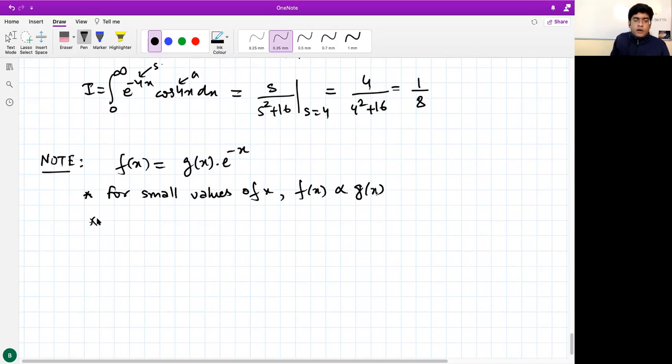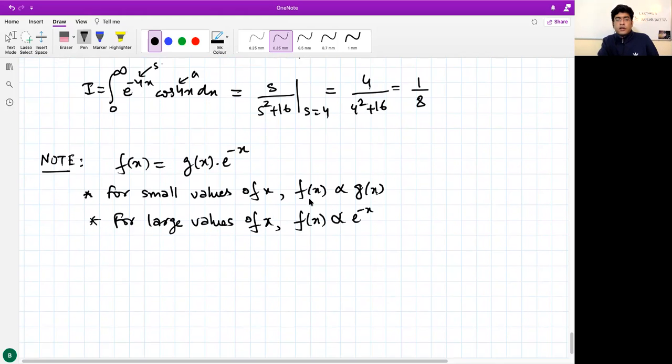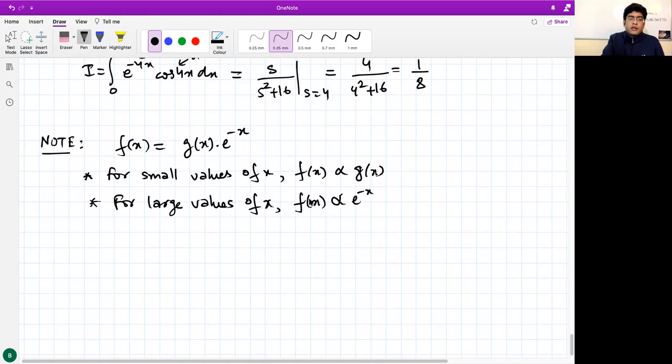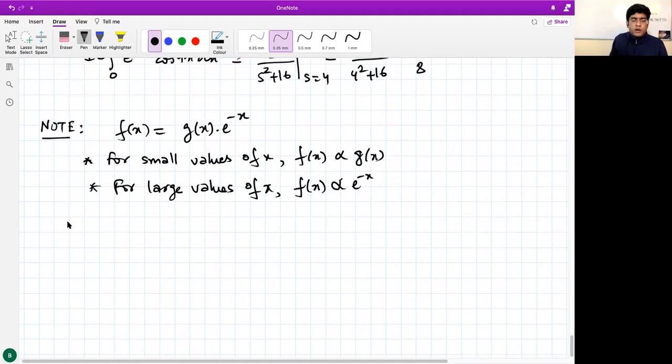Now for large values of x, whenever I say large values, it's away from 1, like more than 10 or something like that, and for small values it's close to 0. So this is proportional to e to the power minus x, the exponential function. Now in this case, let's do this plot. So y is equal to e to the power minus x square.